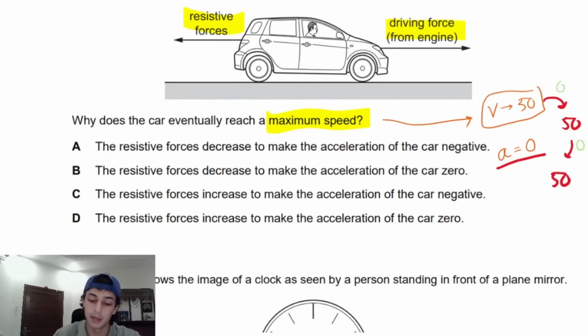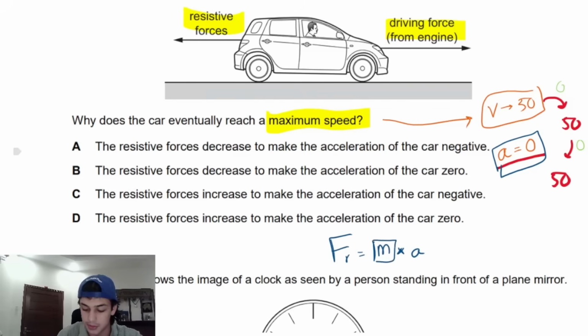Now that we have this in mind, how does one achieve 0 acceleration? Very, very popular equation, Newton's second law: resultant force is equal to mass times acceleration. And we can clearly see that since the mass of the car is constant, we can negate this. Force is proportional to acceleration. So for acceleration to be 0, force has to be 0. So these are the conditions that we need to apply.